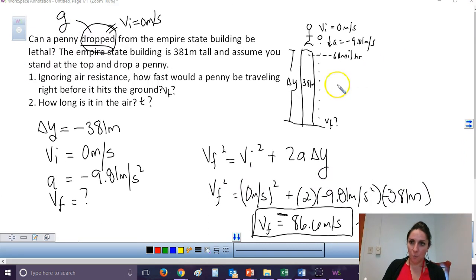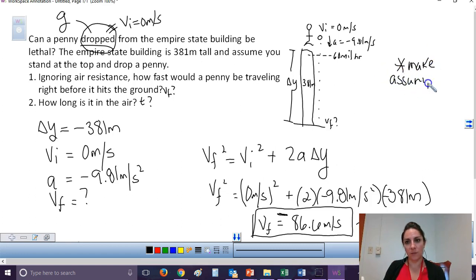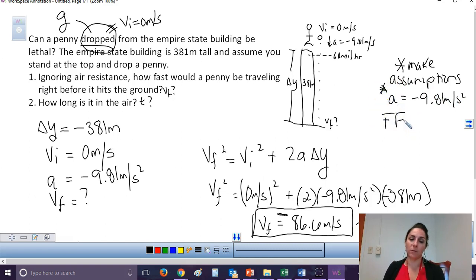So moral of the story. These problems are very empty, right? So you have to make assumptions and imply information. Especially this assumption. You must always make this assumption. This is always true for free fall. So anytime you have a free fall problem, you are given the acceleration. So that's the good news. It's actually simpler in that sense.